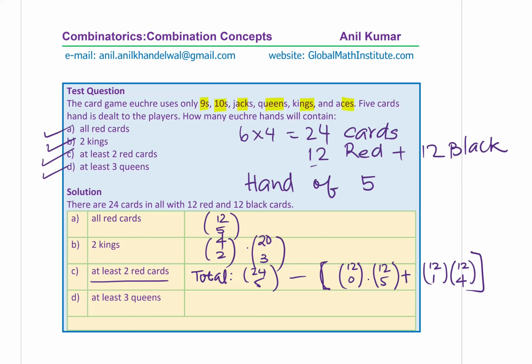Now, at least 3 queens. So that means either you have 3 queens and there are only 4 queens, right? So you have 3 queens. So in that case, we have to select 5, and 2 more will be selected from the cards which are not queens. So that means 20 left, right? Plus, the other condition is you select all the 4 queens and then the remaining 1 will be selected from the 20 cards. So that should be your answer.